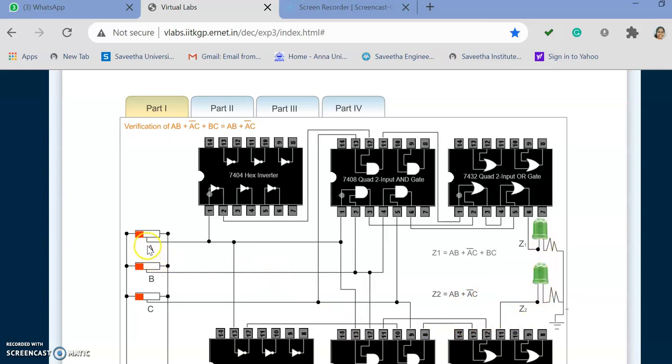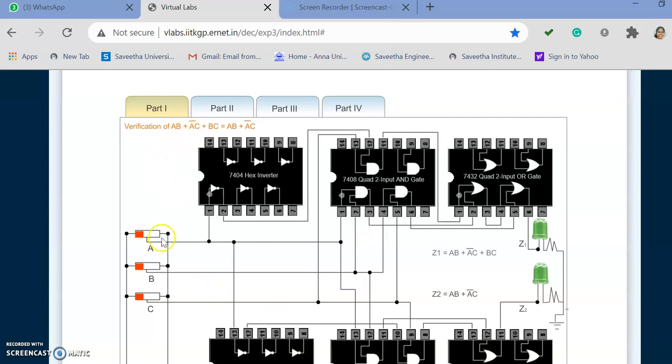Here you can see we are going to give the input variables. Let us see the first expression AB plus A complement C plus BC. This is your A. For AB, I have to use an AND gate. A is given to the input of the first AND gate. Then B is given to the other input of the AND gate. So A and B are the inputs of the AND gate and pin 3 will be the output, which gives you AB.